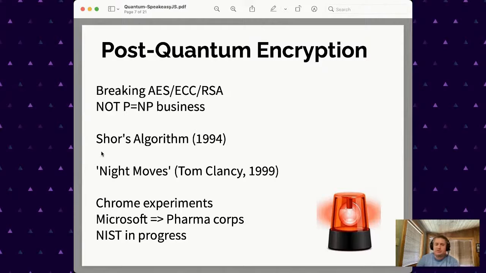Shor's algorithm, which is what this is based on mostly, was published in 1994. And the Tom Clancy novel Night Moves in 1999 had a quantum computer as one of the key plot points or something like that. It's been a while since I looked at it. So people have known about this for a while and said, you know what, there are no quantum computers here. We don't have to think about it. But the time is getting closer.